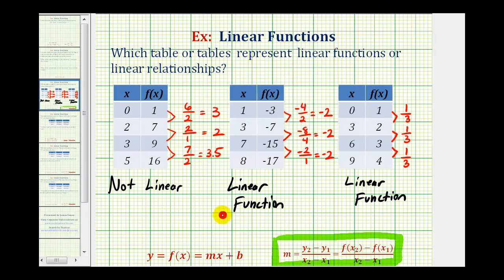So the second table and the third table both represent linear functions.